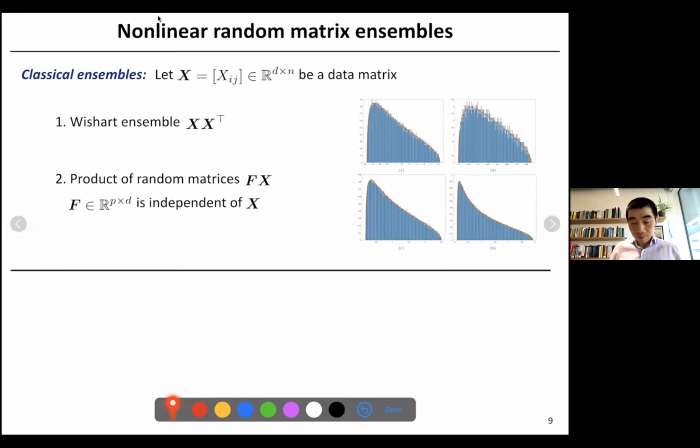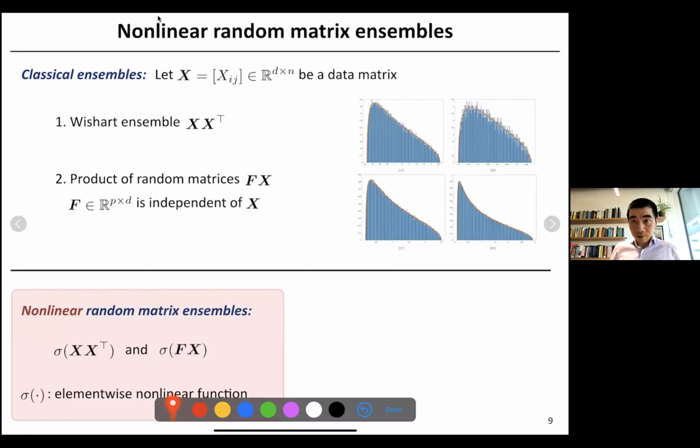A second type of classical random matrix is a product of two independent matrices. Here, X is the data matrix that I mentioned. F can be an independent matrix. And then you look at their product, and the limiting singular value distribution can also be easily characterized, for example, in terms of free convolution. But in this talk, we're going to consider nonlinear versions of these two ensembles.